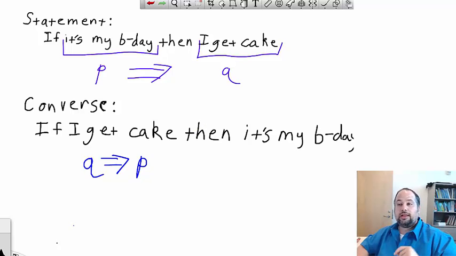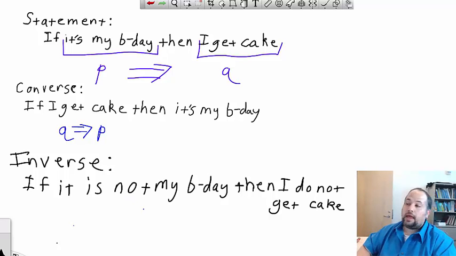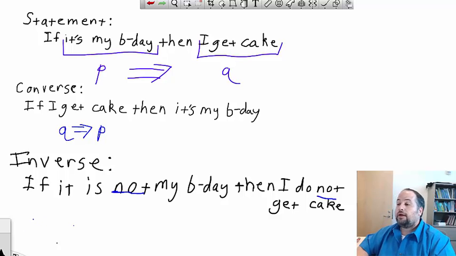Now let's take a look at the inverse. Our inverse statement is, if it is not my birthday, then I do not get cake. Now, the key things I want you to notice here are the nots, right? Those are negations. So what is this really saying? This is saying not P, right? P is my birthday. Not P implies not Q.